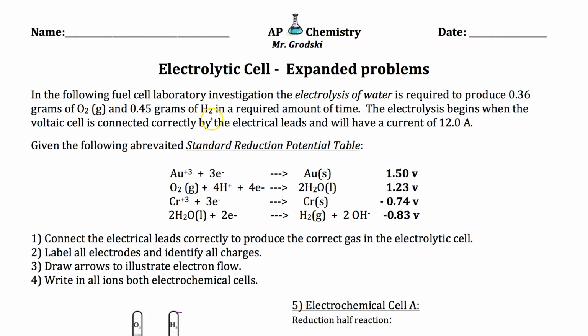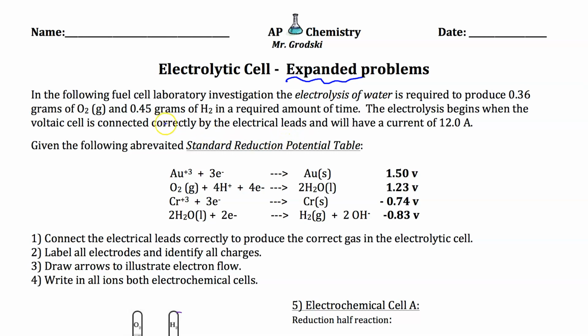So let's review the electrolytic cell expanding problems. Expanding because they're getting a little more difficult, but they're based on the same principles. So what do we have here? They gave us a standard reduction potential table, an abridged version, because you're not going to get the full version on the test, a real test.